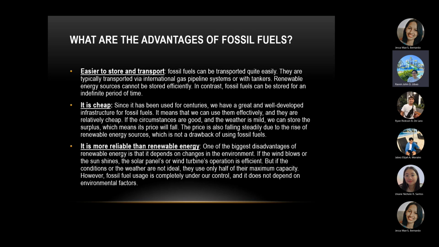What are the advantages of fossil fuel? Easier to store and transport. It is cheap. It is more reliable than renewable energy.